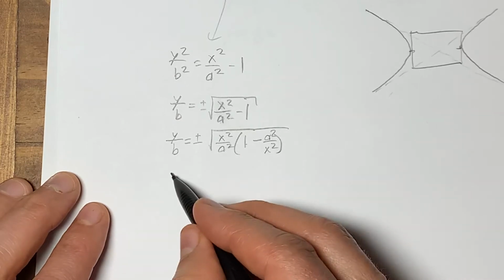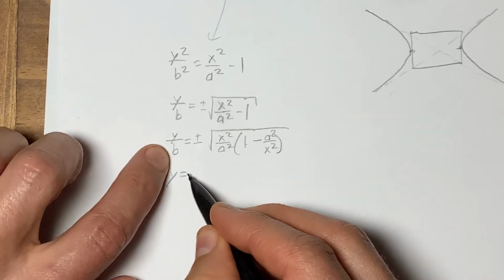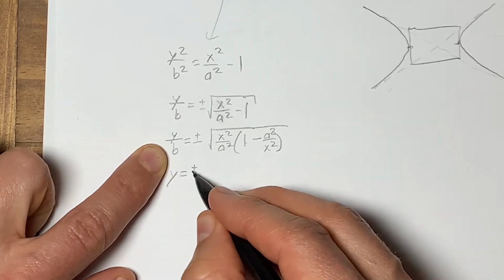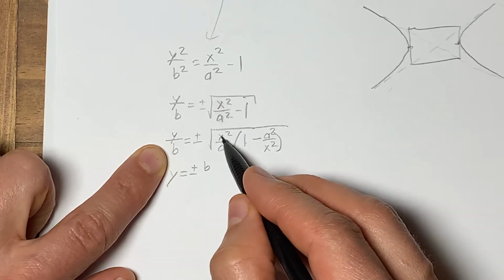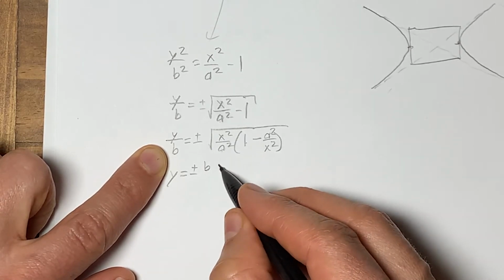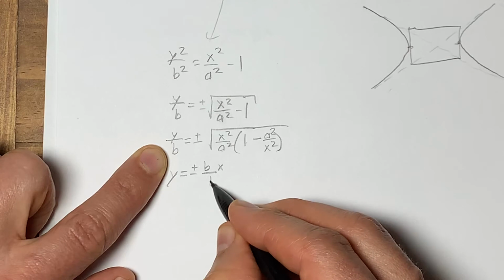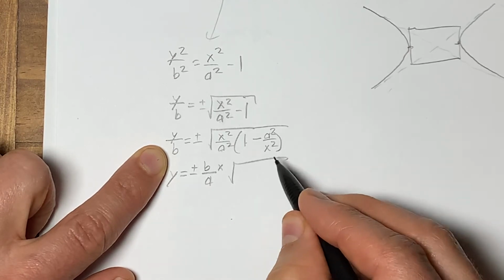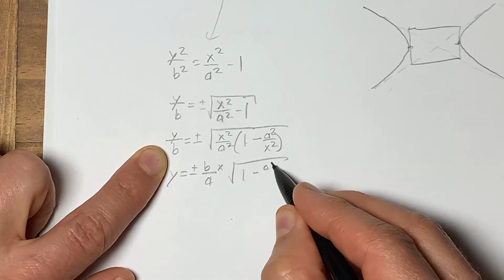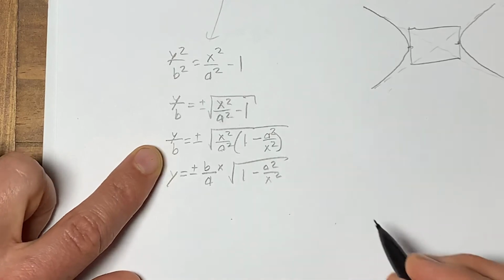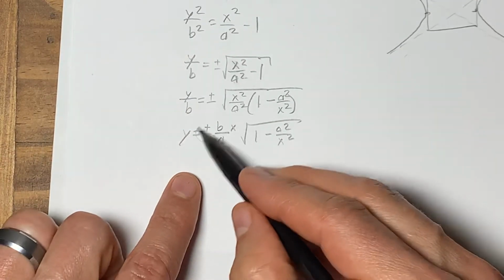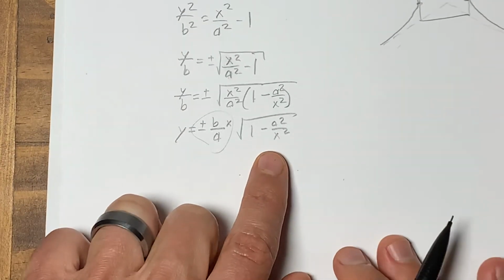Now, see what I can do is I can move the b to the other side, multiply both sides by b. So there's a b. The square root of x squared over a squared gives you an x in the numerator, an a in the denominator. And then I have the square root of 1 minus a squared over x squared, right? Okay, so this is what I want.